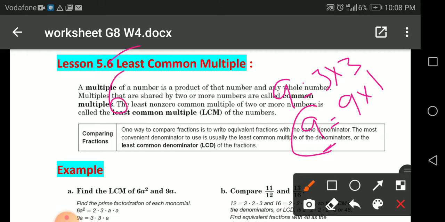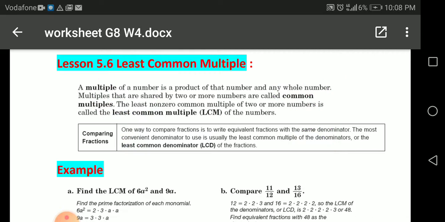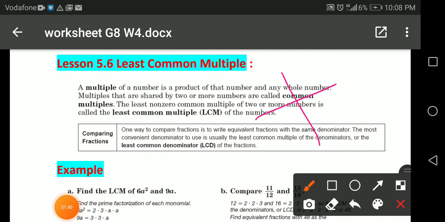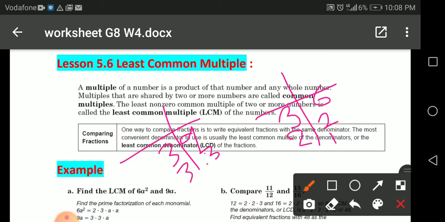So 9 is not a prime number, it's a composite number. And what about 6? I have to do prime factorization. If I have 6, it's divided by 3 equals 2, divided by 2 equals 1. What about 9? Factorize this. 9 divided by 3 equals 3, divided by 3 equals 1.